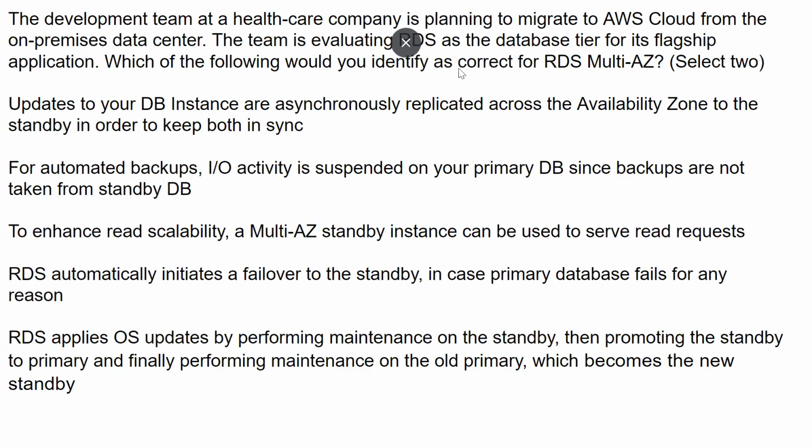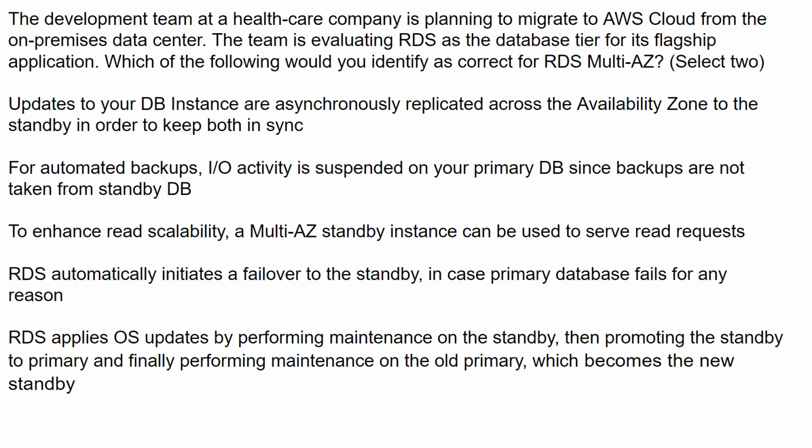The development team at a healthcare company is planning to migrate to AWS Cloud from the on-premises data center. The team is evaluating RDS as the database tier for its flagship application. Which of the following would you identify as correct for RDS multi-availability zone? Updates to your database instance are asynchronously replicated across the availability zone to the standby in order to keep both in sync. For automated backups, IO activity is suspended on your primary DB since backups are not taken from standby DB.